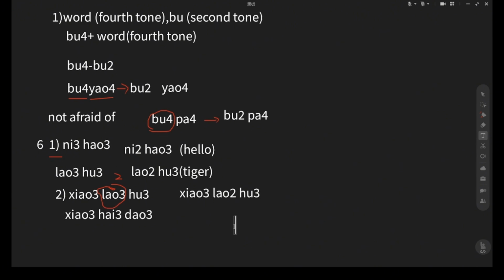How to read this one? First, you see, these three words are third tone, so we change the second word to the second tone, right? So how to read this one? 小海岛. 小 is like the English alphabet I, hi, 海. 小海岛 means little island, okay? 小海岛, okay?